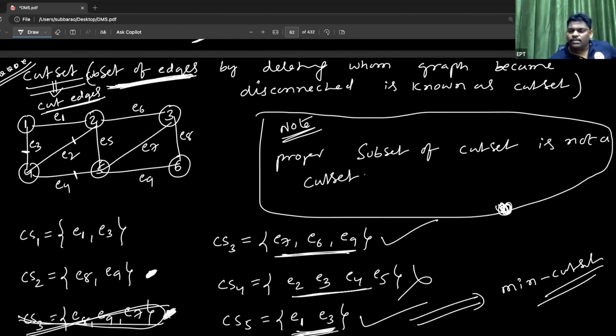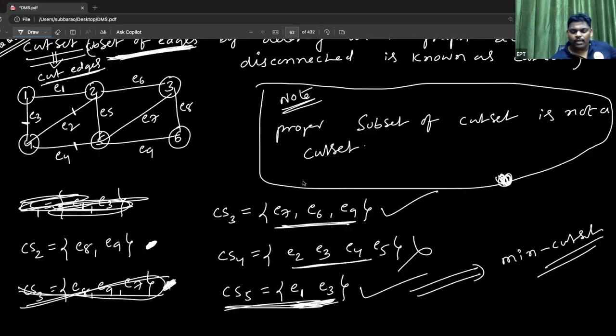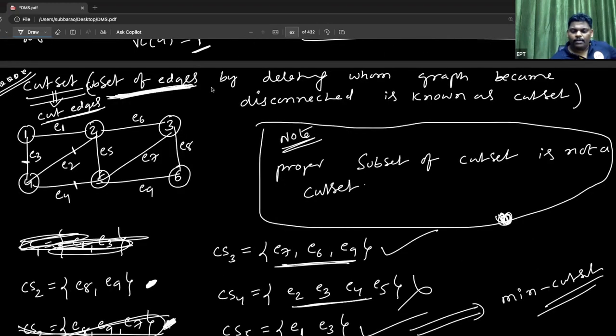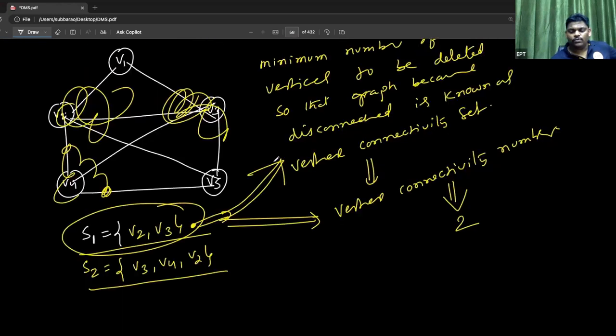Yes, sir, CS1 and CS5 are the same. Let's check. I think they are the same. Yes, you can cancel one of them because anyhow they have the same meaning. I will cancel this one. Anyhow, this is going to be a min cut set. Cut set, set means here edges. This is the only thing you need to remember. Remaining all are normal. All the keywords look similar. Don't confuse.